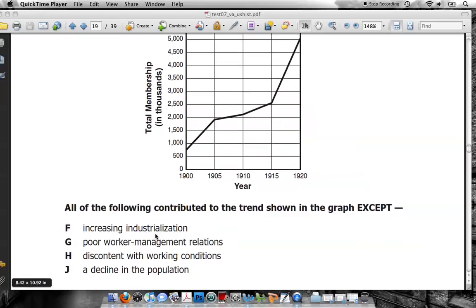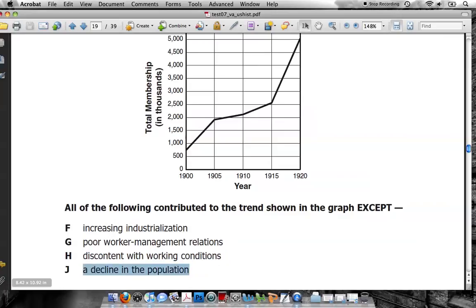F, increasing industrialization. Would that increase the number of members of labor unions? Probably so. Now, G, poor worker management relations. Remember, labor unions were a response to employees being treated poorly by their employers. So yes, that would be a good reason for people to join labor unions. H, discontent with working conditions. That was another major reason that people joined labor unions.